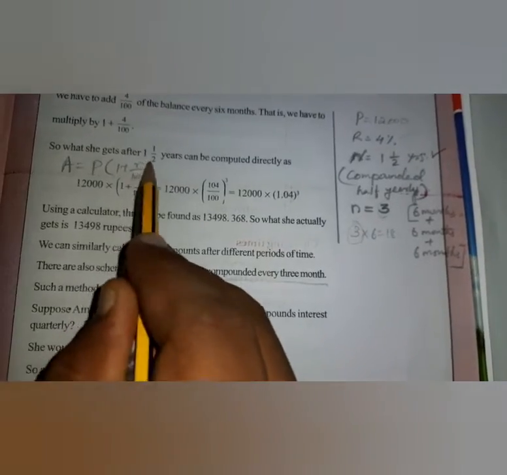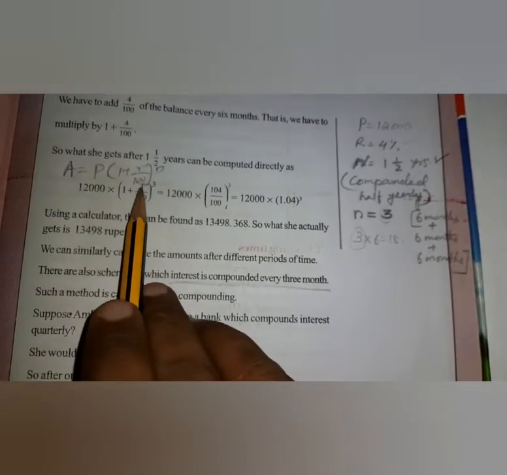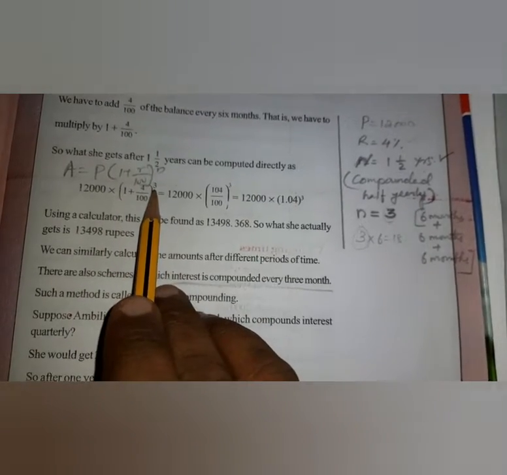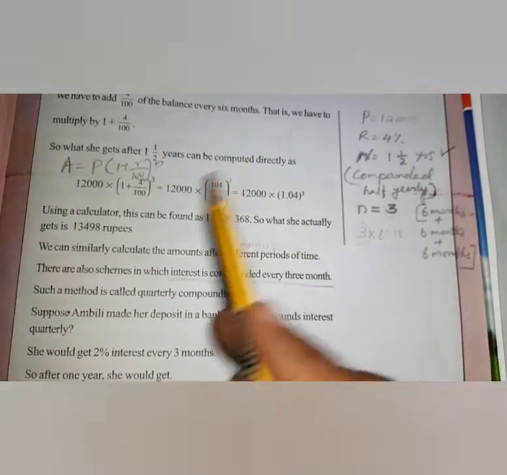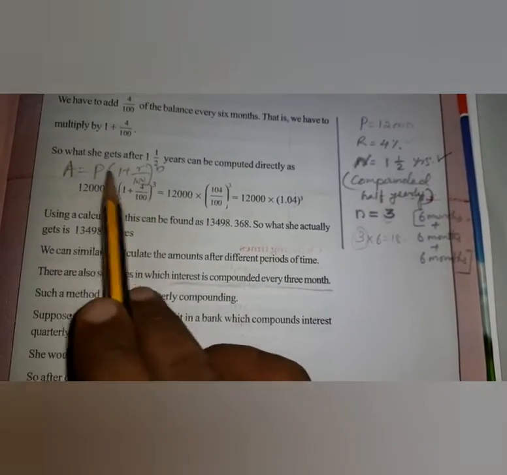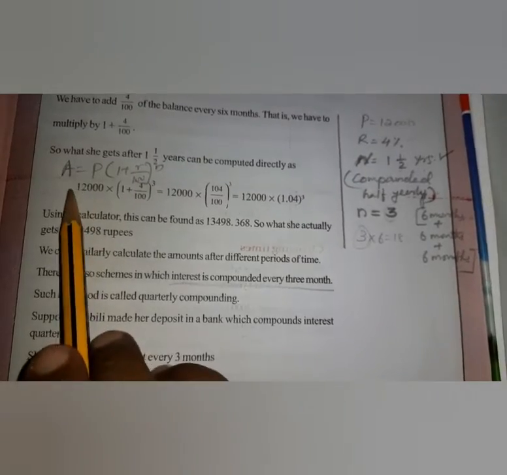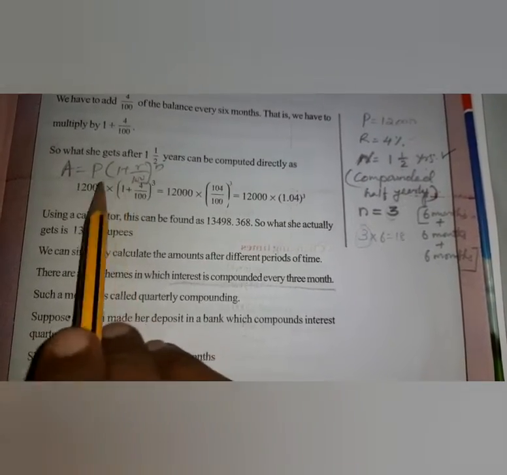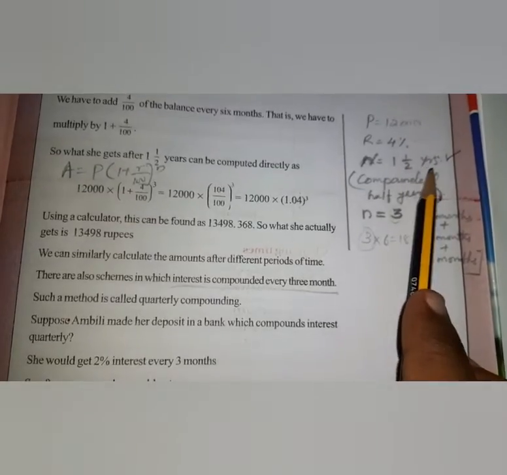So if you put it in that equation, amount A is equal to P into 1 plus R by 100 raised to n. Here P is the principal amount, R is the rate of interest, n is the number of times. Okay, number of times, 3 times in 1.5 years. So directly you can find it using our equation. Previously we found it separately, every 6 months separately. But here, using our equation, we can directly calculate for 1.5 years.